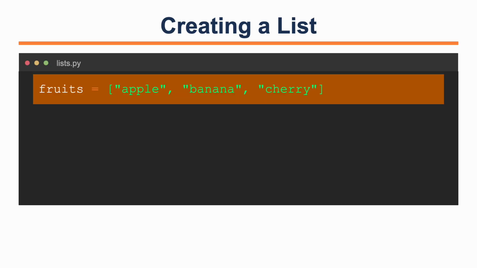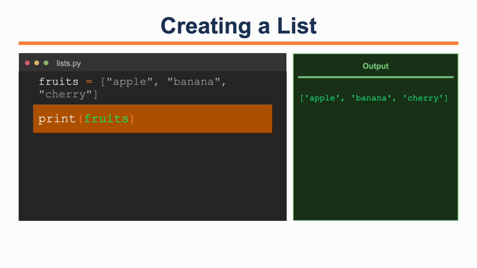We create a list called fruits and give it three string values: apple, banana, and cherry. Each string is wrapped in quotes. The values are separated by commas and placed inside square brackets. Python stores all three strings together inside that one list.